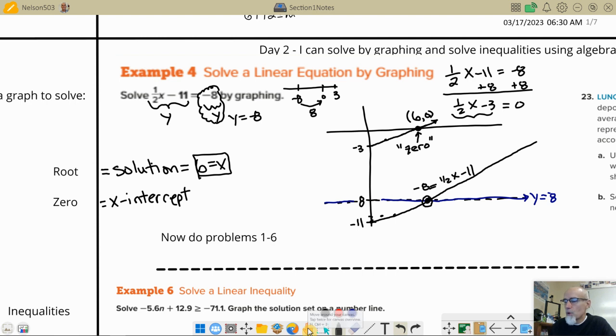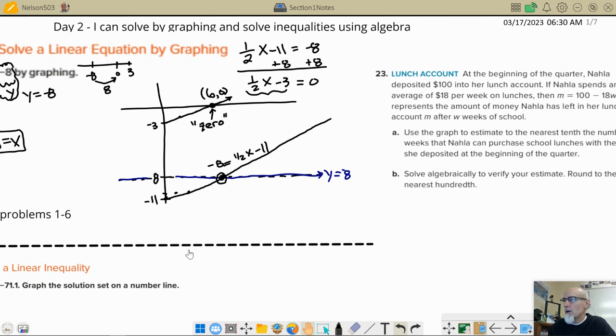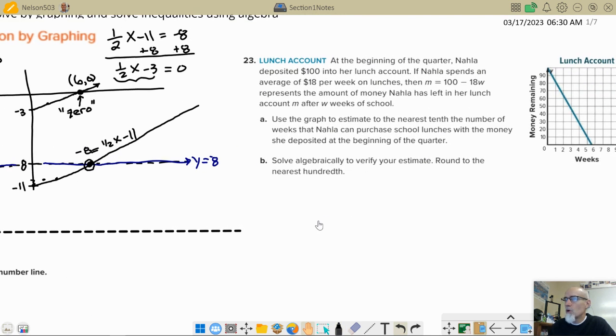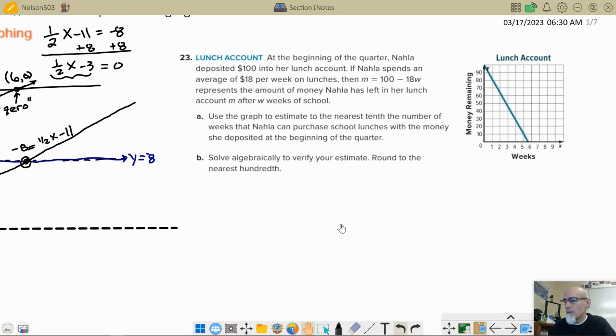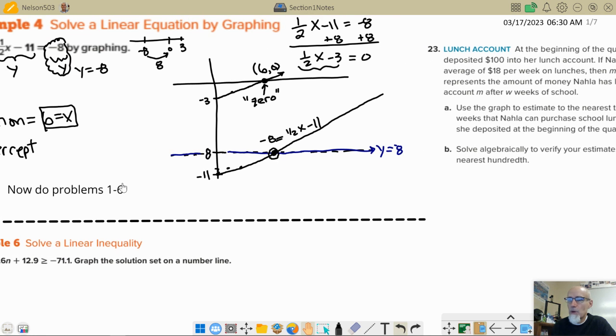Real quick, let's look at a word problem before I turn you loose. One of the problems in our homework today is going to look like this. This will be number 7 in the homework. So I do want to modify something right down here. I want you to try problems 1 through 7. So let's do that real quick here.